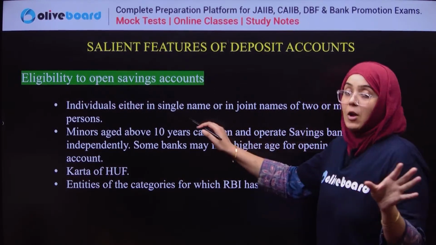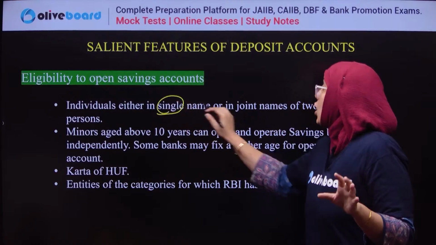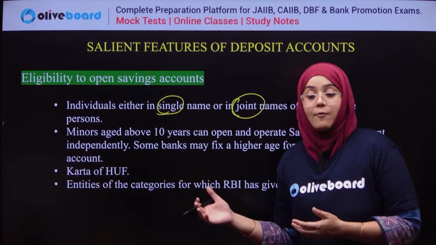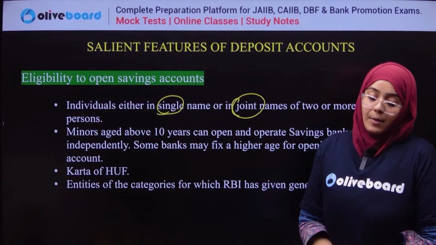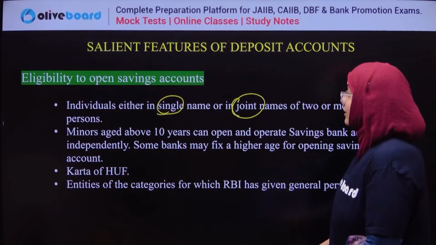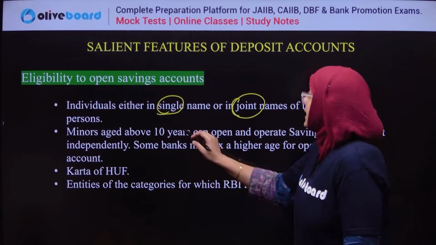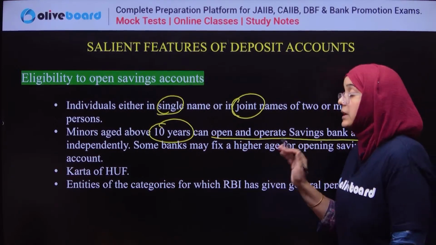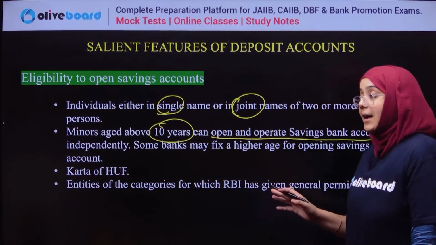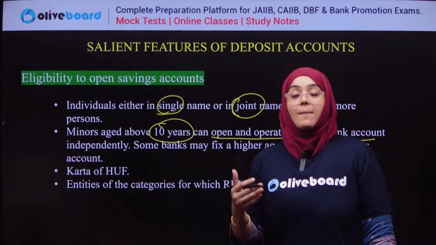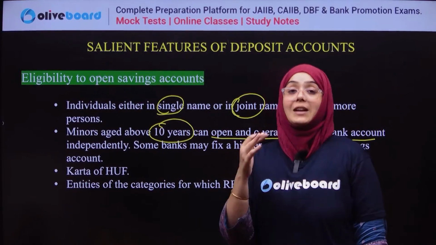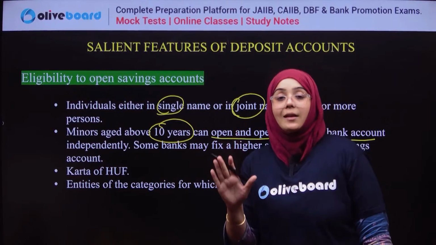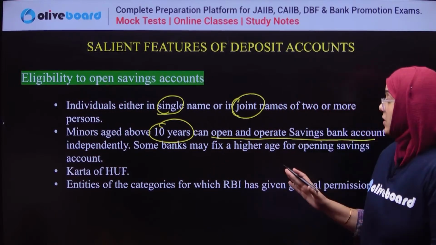First of all, it can be opened either in a single name or in a joint name. So joint account facility is also there for the savings account, and it can be opened in a single name also. Minors aged above 10 years can open and operate a savings bank account independently. So the bank offers that if you are a minor but you are 10 years of age or above, you can open as well as operate the savings account individually.